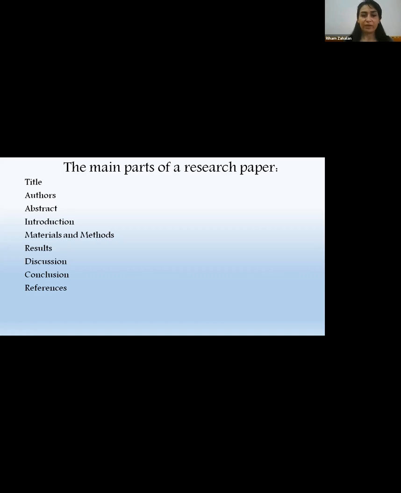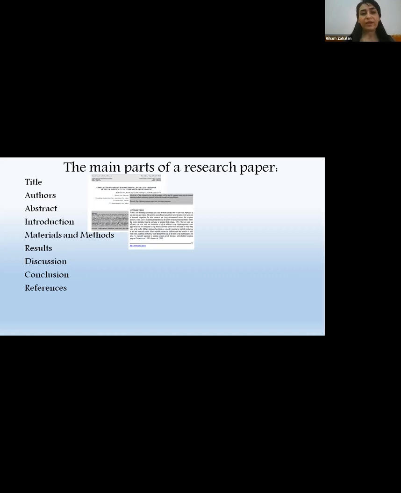Can we share the picture of the slide? Yes. At the first page, I can see the title of my paper. Then after it, I will see the authors who made this research, who write it. After it, I will go through the abstract. And after it, the next, I will find the introduction. The next paragraph will be the materials and methods.